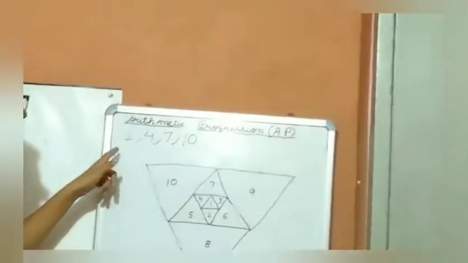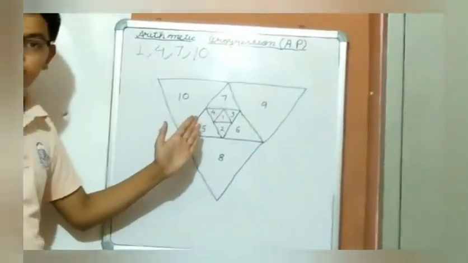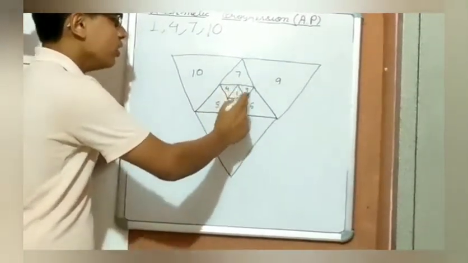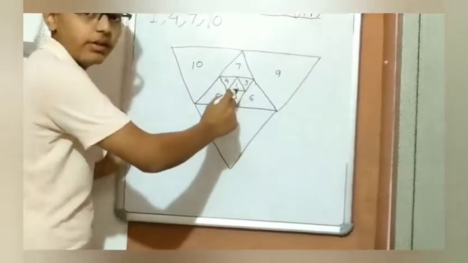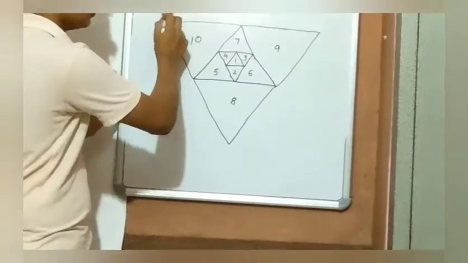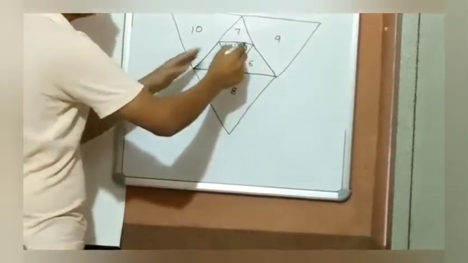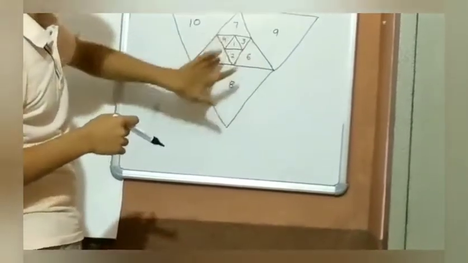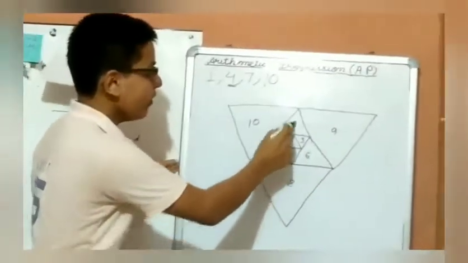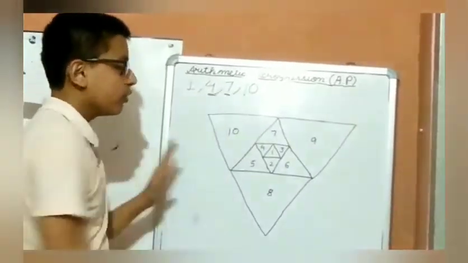So now moving further, we have a new pattern that is 1, 4, 7, 10. Here the first term is again 1 and the common difference is 3. We will visualize it by the method of triangles. So here we see there is 1 triangle. On all three sides we make an equilateral triangle. So now here we have 1, 2, 3, 4. We got the second term. Now again we make an equilateral triangle on all the sides of this newly formed triangle. So now when we make it, we get 5, 6 and 7. That is the third term.